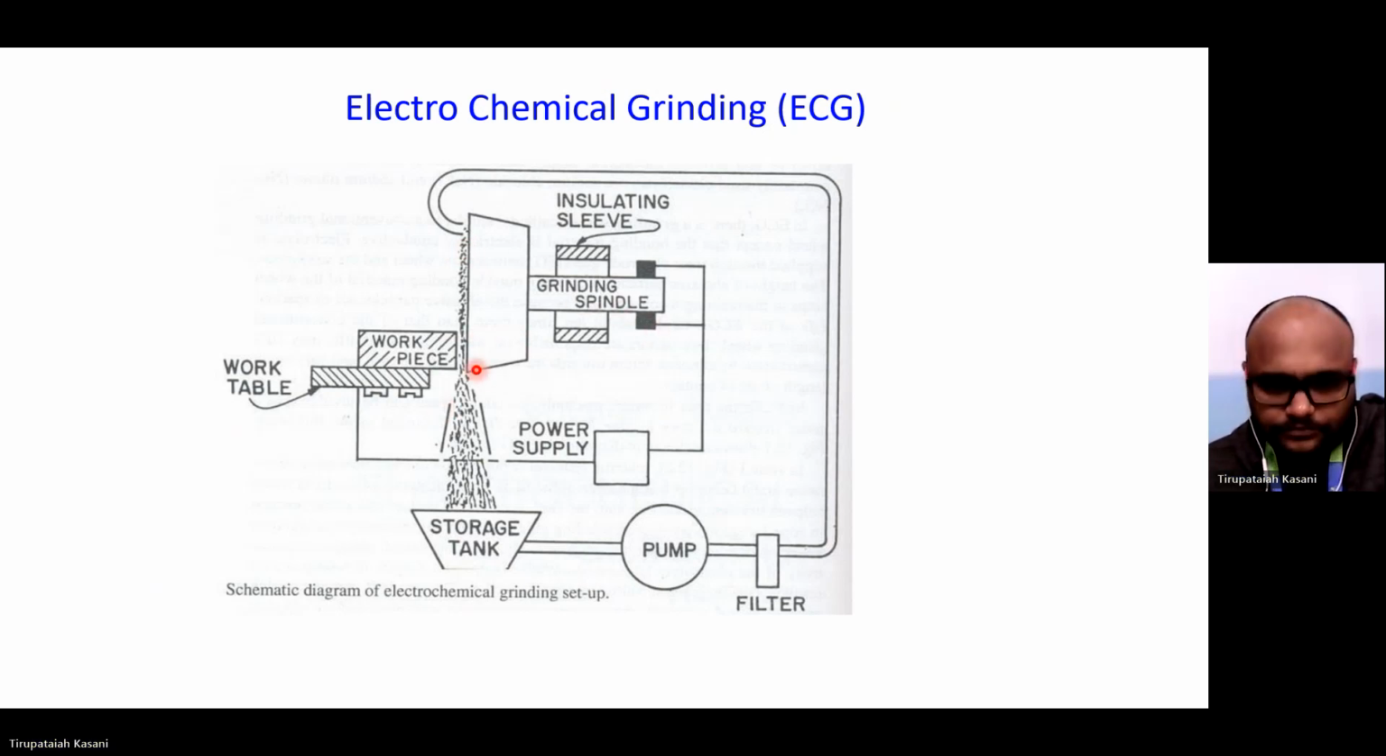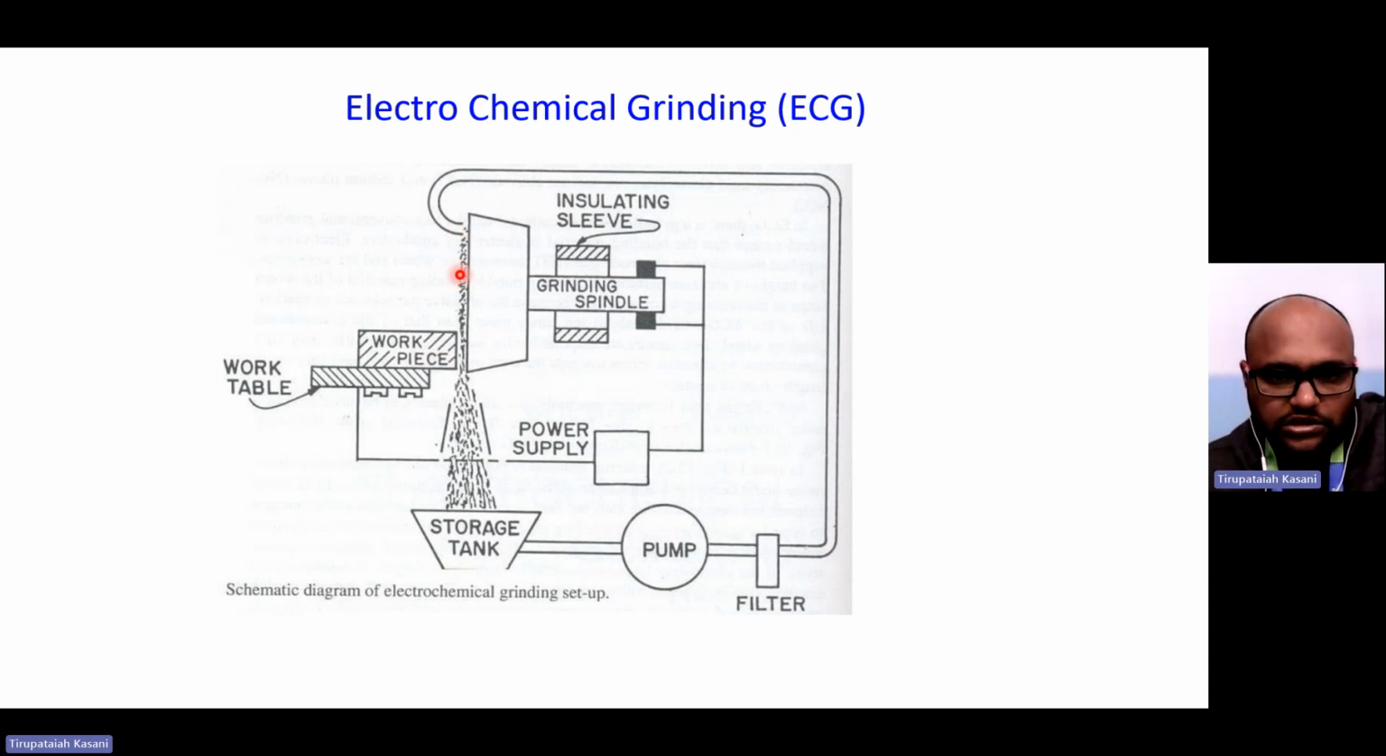See here, the electrolyte is fed from here to here. Means on one periphery of the one side of the grinding wheel. Okay, grinding spindle. This is flowing like this, like this, like this. Means there is a gap between the workpiece and the grinding wheel. See here, there is no contact. That is the reason why we are calling this an unconventional machining process.